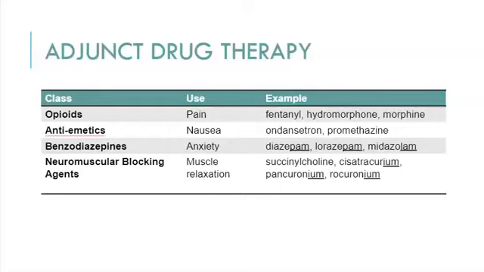Opioids will typically be given for pain. Antiemetics are commonly needed post-op since both anesthesia and opioids have nausea as a side effect. Benzos can be given to help patients with pre-op anxiety, and they can also have an amnesic effect, which could be beneficial as well. And last on this slide is neuromuscular blocking agents, and those will help relax the muscles and keep them paralyzed during the procedure.